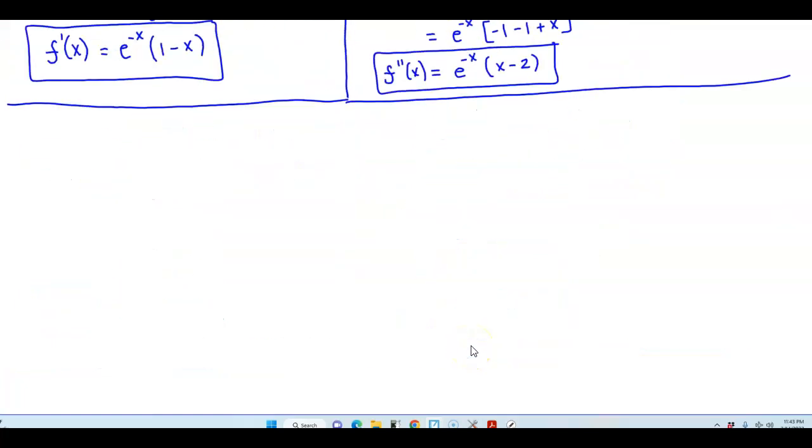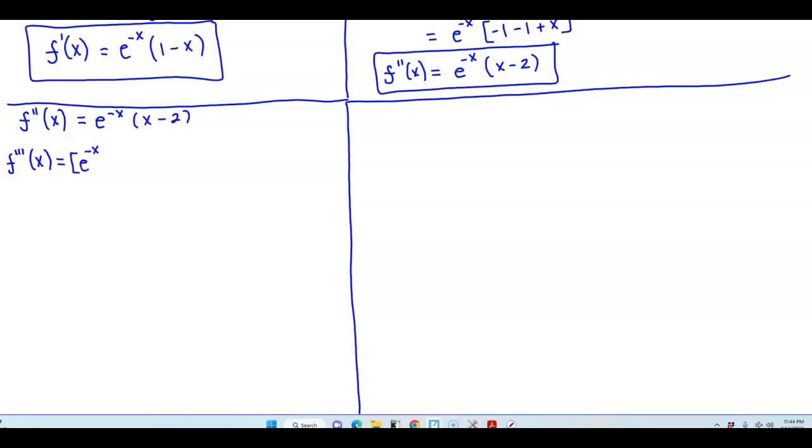Okay, let's find the third derivative. So we have f double prime of x, which is equal to e to the negative x times x minus 2. So if we want to find the third derivative of this function, then we're going to get the following. Okay, we're going to get the first function, which is e to the negative x, and then we're going to multiply that by the derivative of the second function, plus the derivative of the first function times the second function, which is x minus 2.